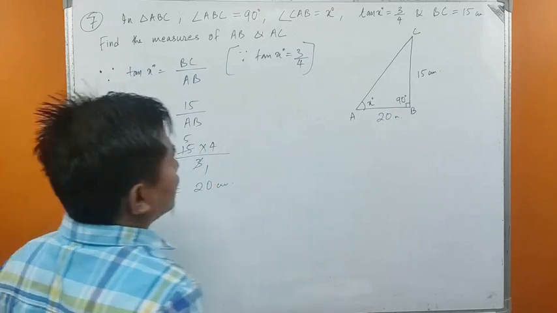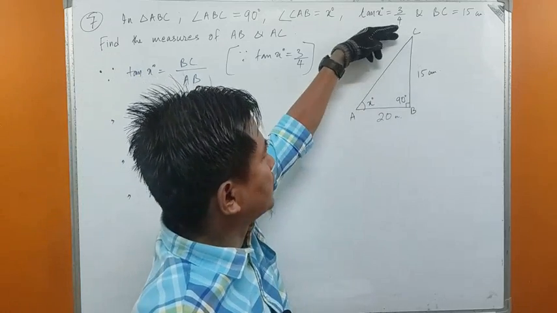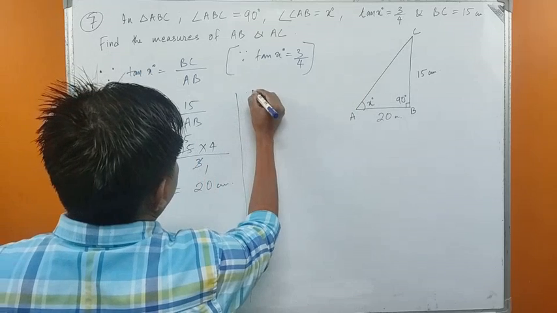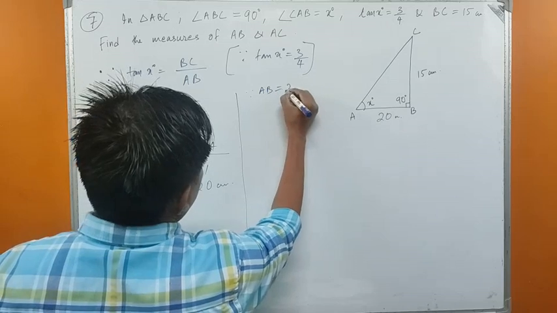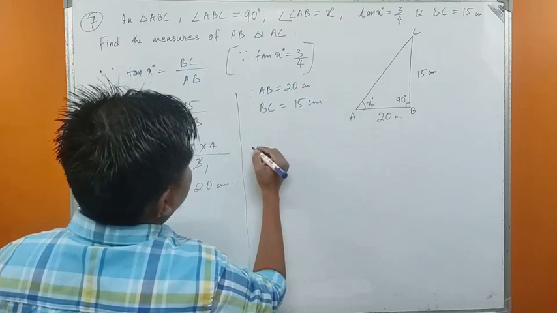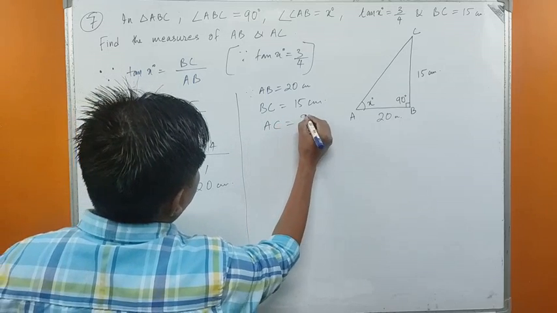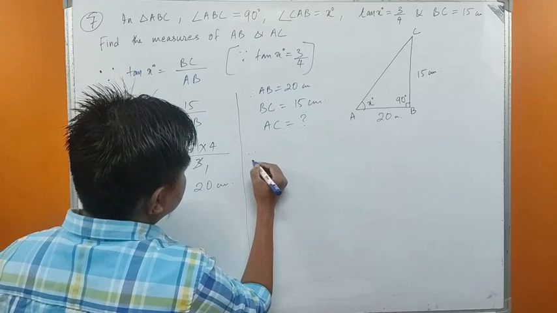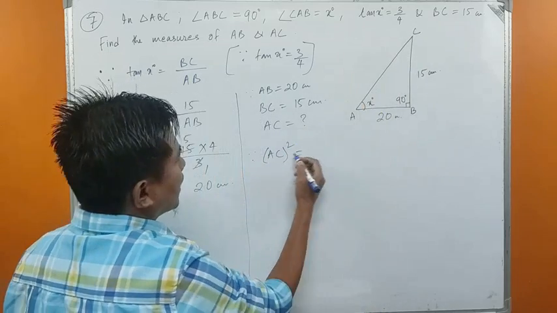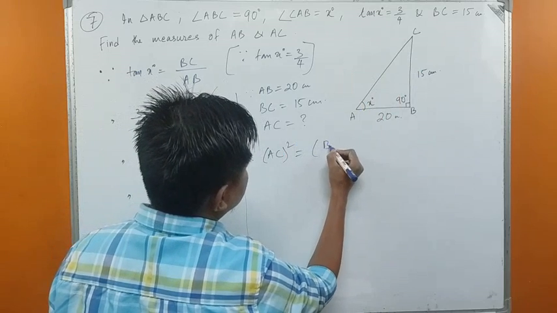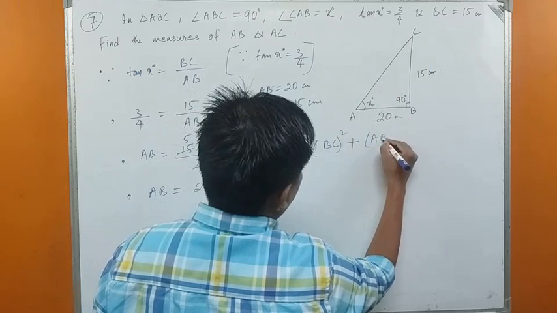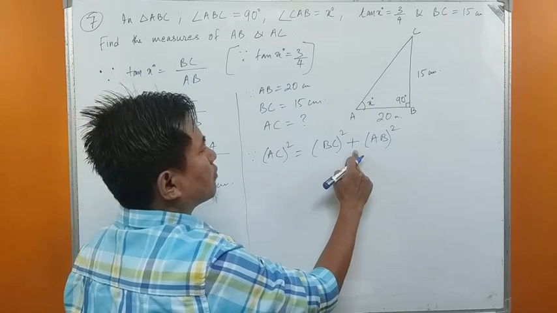Now we have AB and we have BC in triangle ABC. We need hypotenuse AC, isn't it? Since AB equals to 20 centimeter, BC equals to 15 centimeter, now we need AC, isn't it? AC is unknown to us. So let us apply Pythagoras theorem. Since AC square, hypotenuse square, AC is the hypotenuse, opposite to 90 degrees, isn't it? Hypotenuse square equals to perpendicular square, that is BC square, plus base square, AB square. H square equals to P square plus B square.